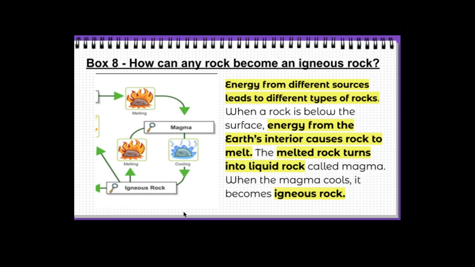Now, let me repeat that again. So how can any rock become igneous rock? Well, energy from different sources leads to different types of rock. When a rock is below the surface, energy from Earth's interior causes rock to melt. The melted rock turns into liquid rock called magma. When magma cools, it becomes igneous rock.